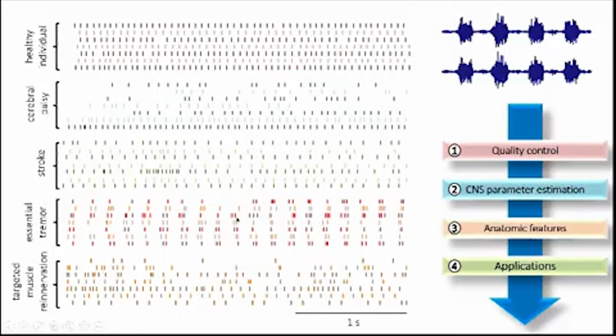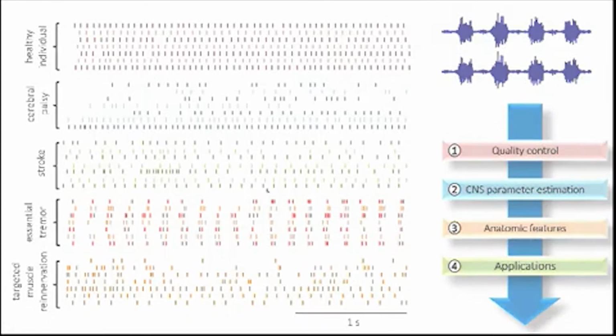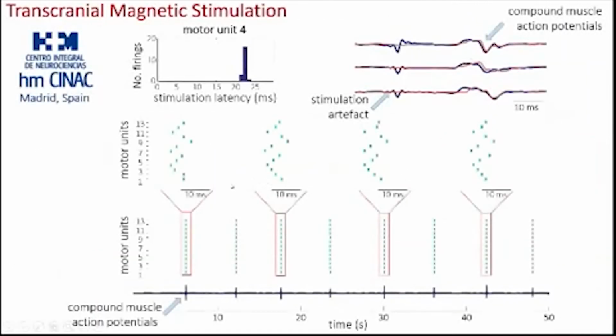Another advantage of our technology is that we really pay attention to strict quality control. We identify the accuracy of each and every extracted neural code, and this allows us a really reliable estimation of the central nervous system parameters, as well as estimation of anatomic features of investigated muscles. And this leads to many different applications. Basically, we are a service for many groups in the world that deal with the functional assessment of the human motor system.